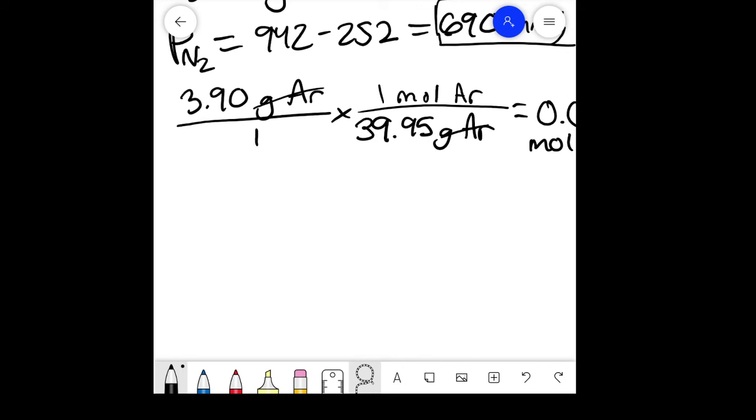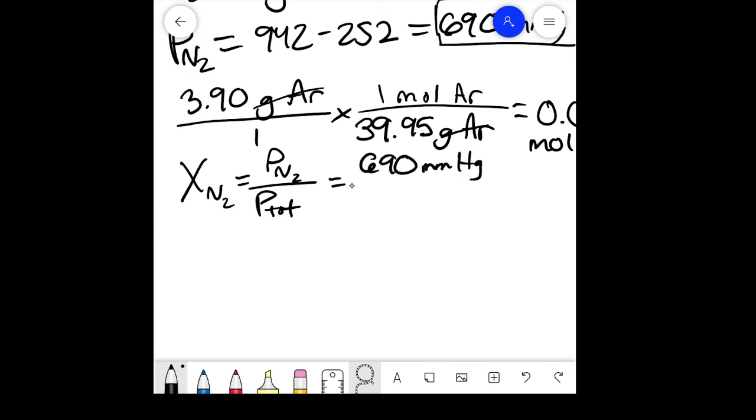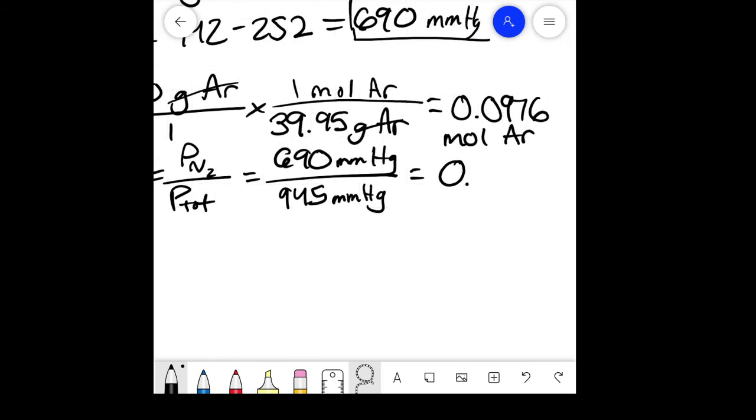So now that we have moles of argon, we're going to hold off on moles of argon for a minute. Now we're going to get the mole ratio of nitrogen. So X of N, as we saw earlier, equals P of N over P total. So that would be, we know the partial pressure of nitrogen is 690. We know our total pressure is 942. So we plug that in the calculator. Our mole ratio for nitrogen is 0.732.